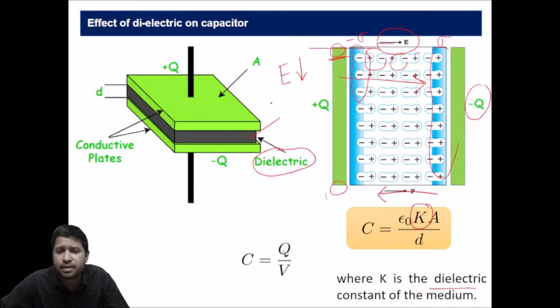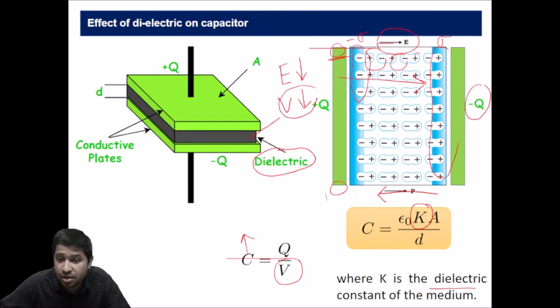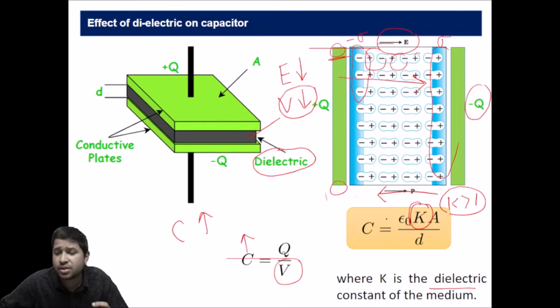Now we know that if we decrease the electric field, the potential will also decrease, and capacitance is given by Q by V. That means for a given amount of charge, if the potential is high, the capacitance is low, and if the potential is low, then the capacitance is high. So because of this dielectric, what is happening to the potential? It is getting decreased. So that means the capacitance will increase. That is the reason why we have this factor K, where K is greater than 1. It means the capacitance is going to increase because of the insertion of this dielectric.